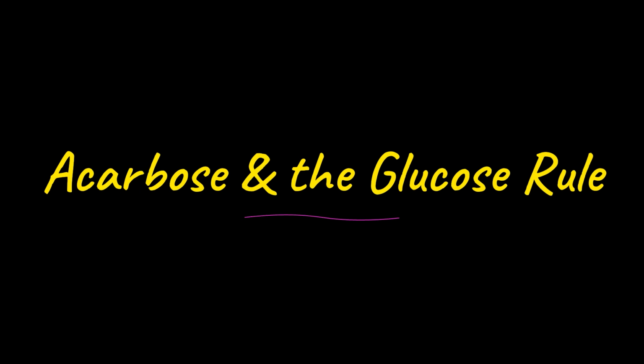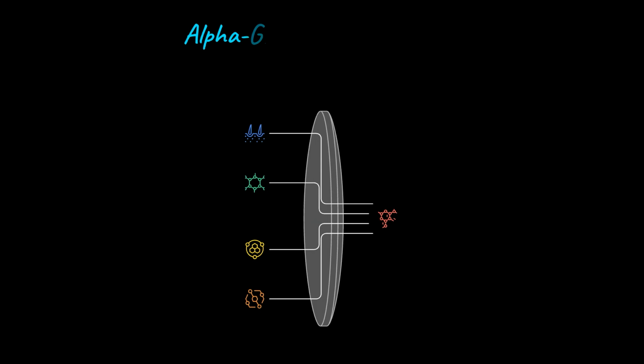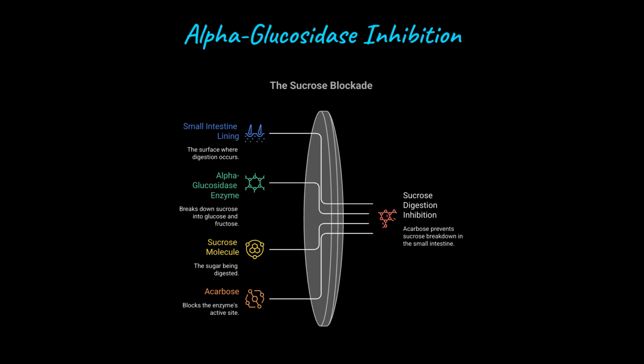Acarbose is an alpha-glucosidase inhibitor. It works by blocking enzymes in the small intestine that break down complex carbohydrates and table sugar into simple glucose. This slows carbohydrate absorption and blunts the sharp blood sugar spike that follows a meal. Normally, alpha-glucosidase enzymes on the intestinal lining split sucrose and other sugars into absorbable glucose. Acarbose sits in the enzyme's active site and blocks that split, so the sugar stays in the gut, unabsorbed, and blood glucose rises more gradually after eating.